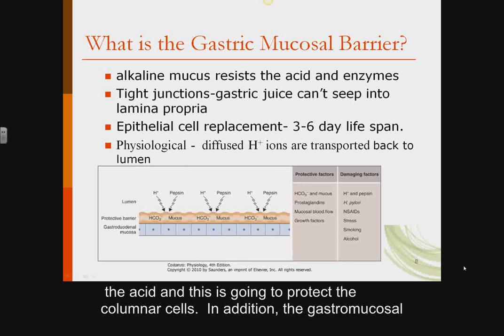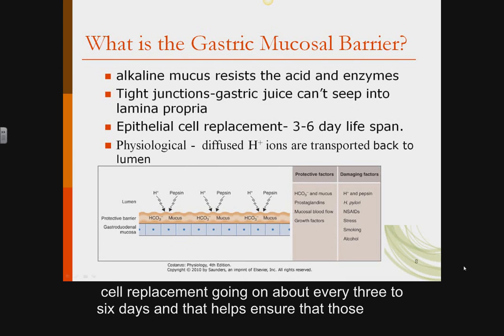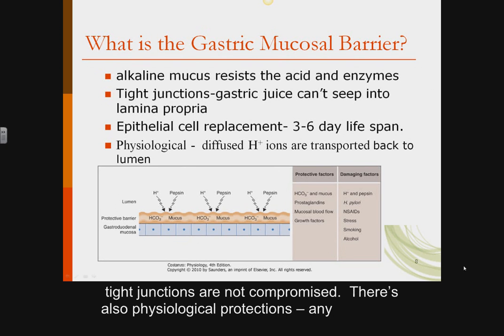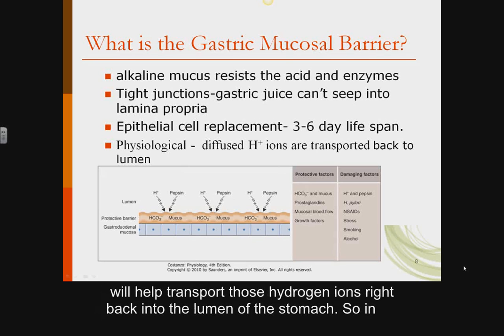In addition, the gastromucosal barrier has a high rate of turnover. Lots of epithelial mitosis is going on, and there's cell replacement about every 3 to 6 days, and that helps ensure that those tight junctions are not compromised. There are also physiologic protections for hydrogen ions that might diffuse back into the cell. There is a hydrogen pump that will help transport those hydrogen ions right back into the lumen of the stomach.